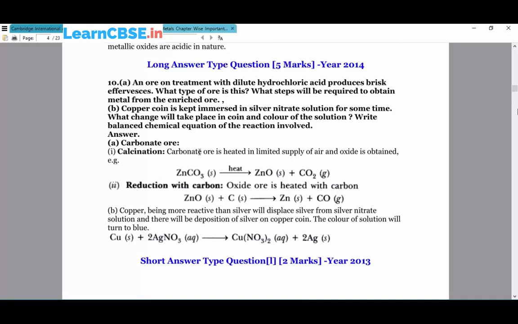For the carbonate ore, we have to do calcination. Calcination is where the carbonate ore is heated in a limited supply of air and the oxide is obtained.